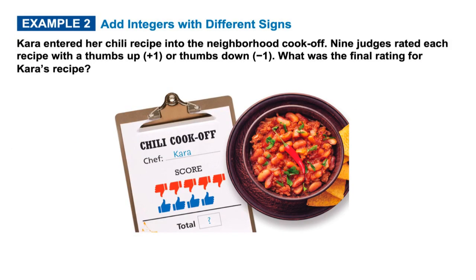We are now at the top of your workbook, page 23. Example 2 says, Kara entered her chili recipe into the neighborhood cook-off. 9 judges rated each recipe with either a thumbs up, which is a positive one, or a thumbs down, which is a negative one. What was the final rating for Kara's recipe? Let's find some information here. It looks like she had 1, 2, 3, 4, 5 thumbs down, and she had 1, 2, 3, 4 thumbs up, and I want a combination of those.